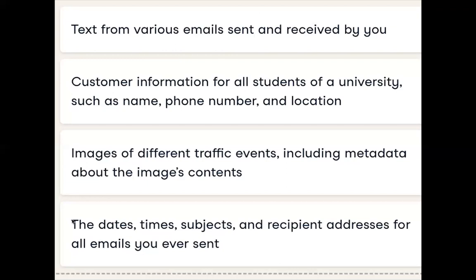The reason why I said it's very tricky is because they have emails in it. Don't be tricked. What they are focusing on here in the data is the date, time, subject, and recipient addresses for all emails you ever sent. It means you don't need the emails. You need these vital things, and these vital things are being stored in tabular form. You get it now? Okay. You're welcome. Very quick. So as a data scientist, know what data you are holding, then you actually do good with your data.